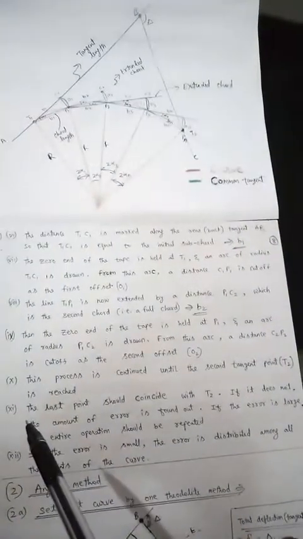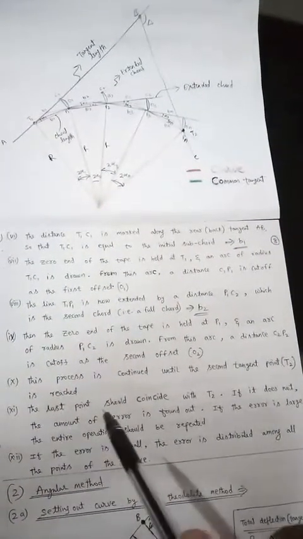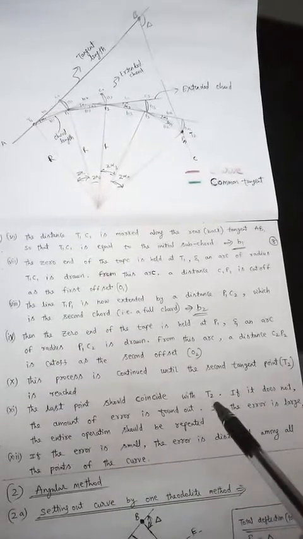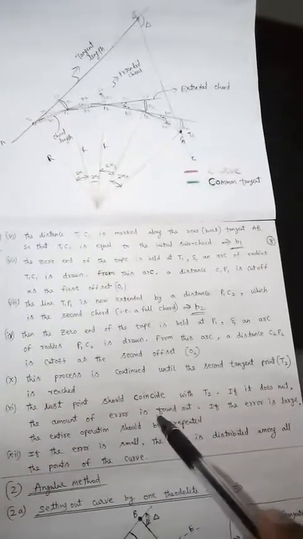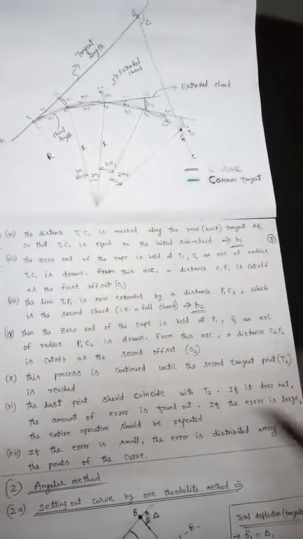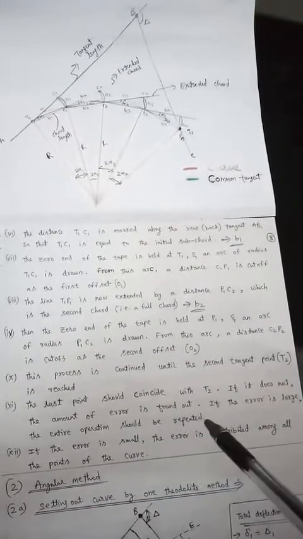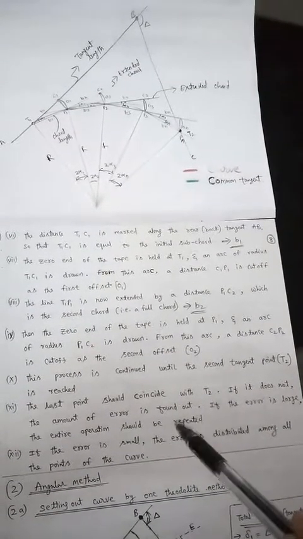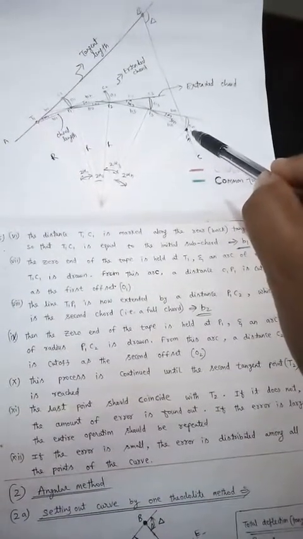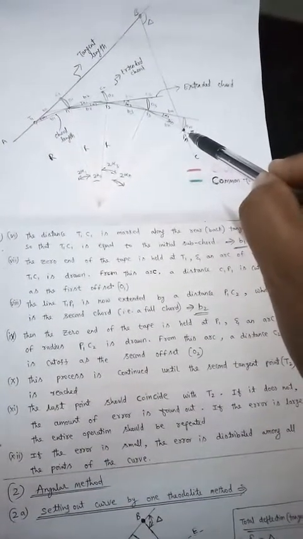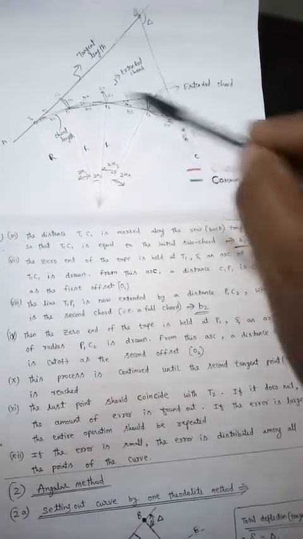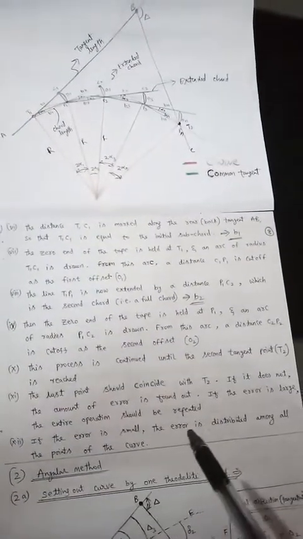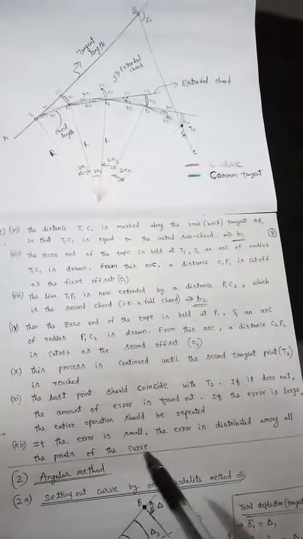Next, 11th point here: the last point should coincide with T2. If it does not, the amount of error is found out. If the error is large, the entire operation should be repeated. If it does not coincide, we will repeat it again. 12th point, if the error is small, the error is distributed among all the points of the curve.